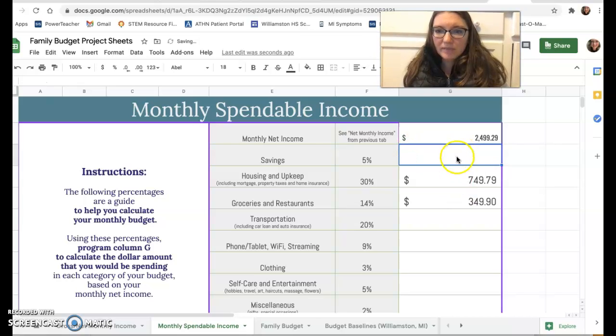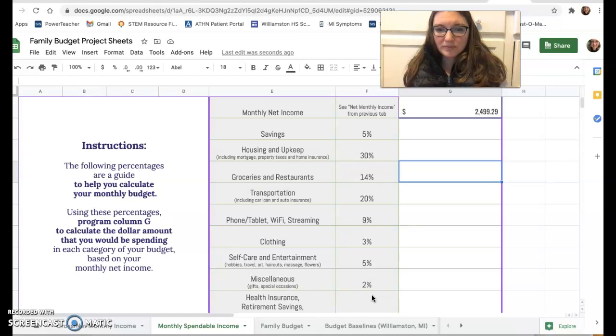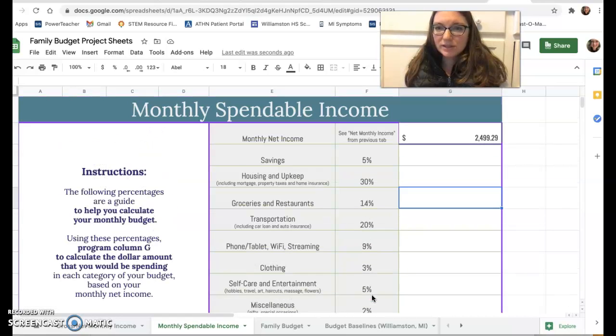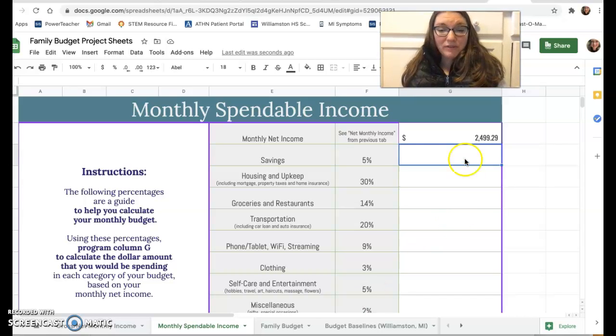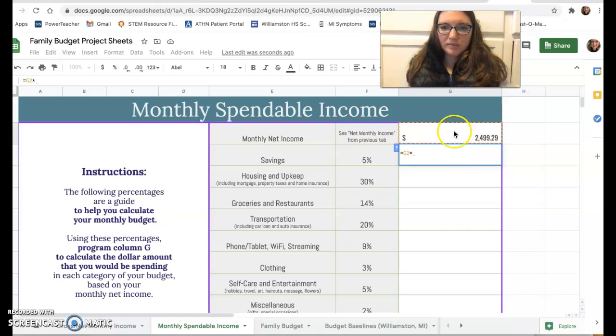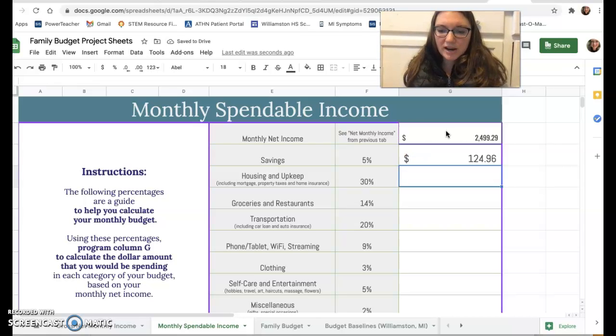So then this is how much I should be spending in each one of these categories, according to the history of this course and just general recommendations. In order to calculate what 5% of my monthly net income is, I'm going to do equals this number times 0.05. Okay, so that's how much I should be spending there. Then equals this number times 0.3 for 30%. And you guys kind of get the gist of this. That's how you do this.